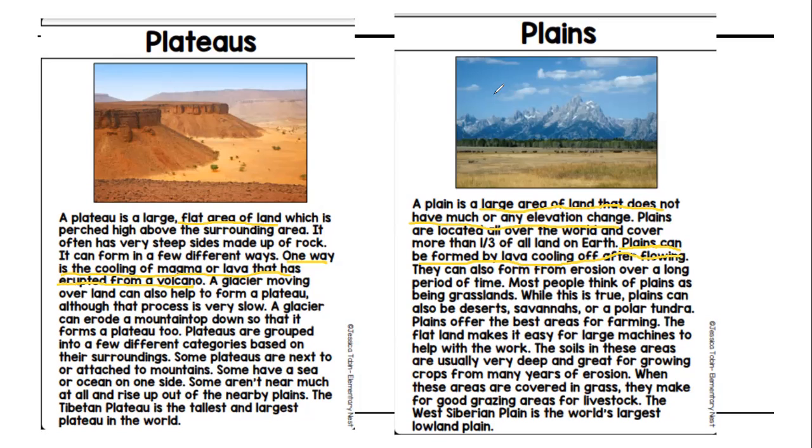What are some differences? Well, a difference is that a glacier moving over land can also help to form a plateau. However, this process is slow. Whereas for plains, they can also form from erosion over a long period of time.